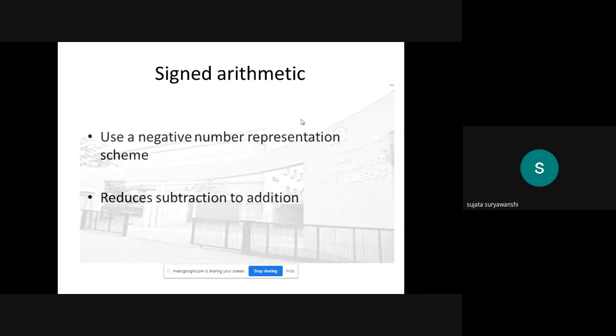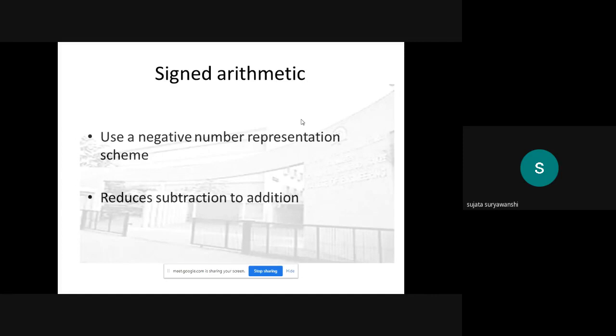How to show a negative number? Suppose an 8-bit number is there, then the MSB bit is reserved for sign and the remaining 7 bits are used for the magnitude purpose only. Magnitude can be shown by only 7 bits and the first MSB bit is reserved for sign.